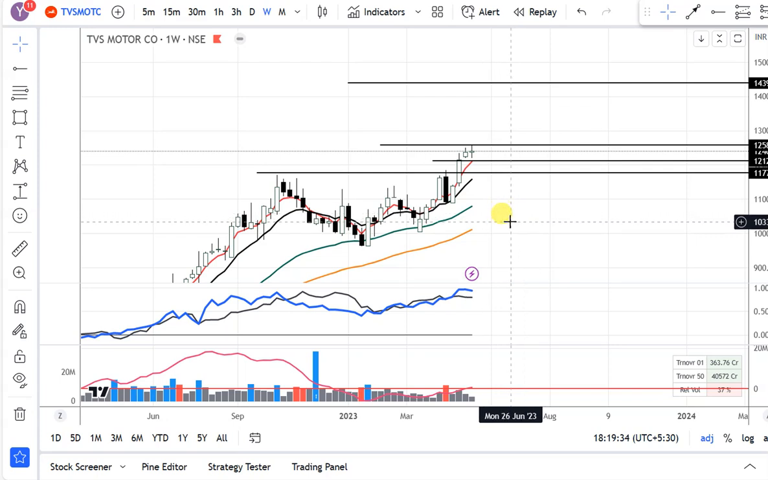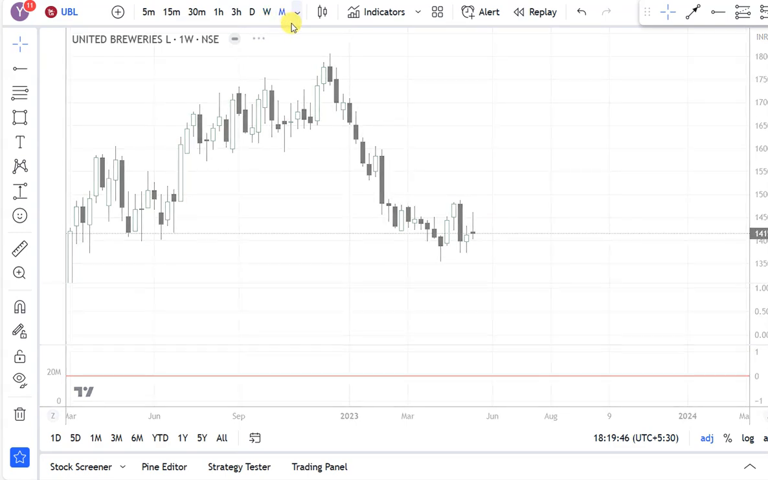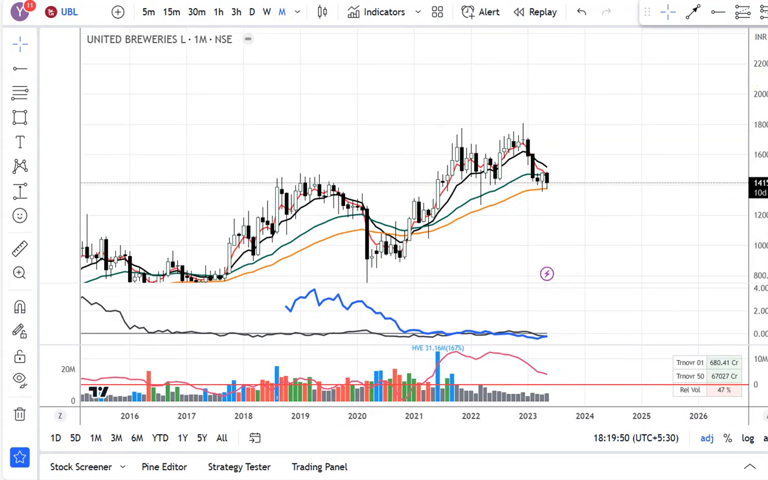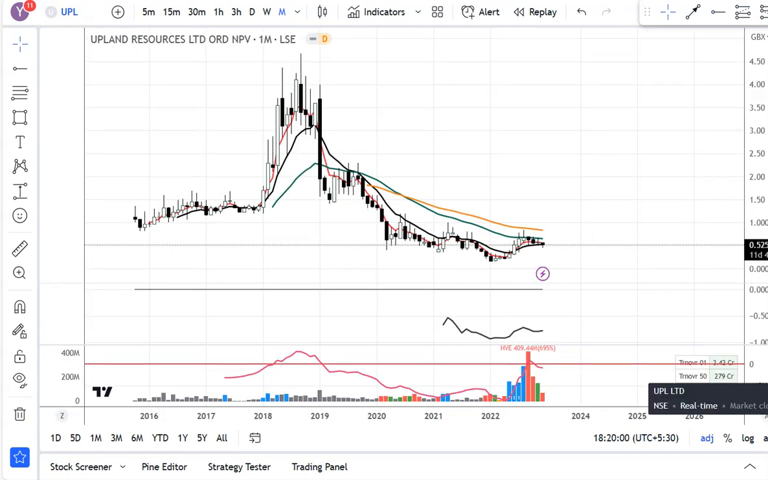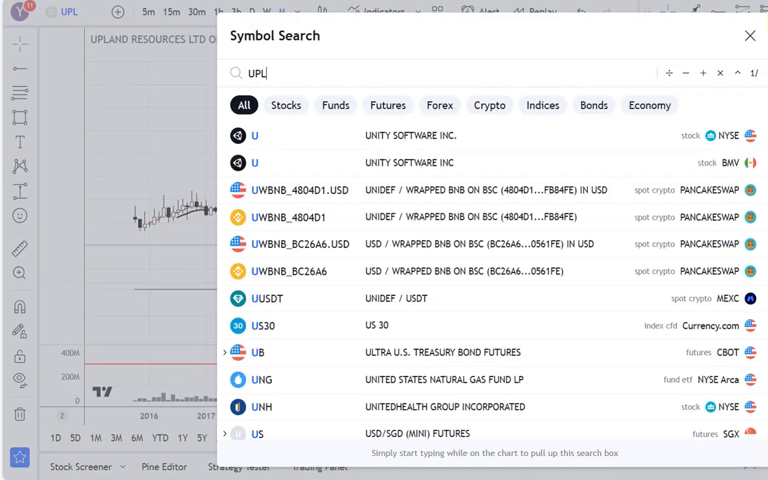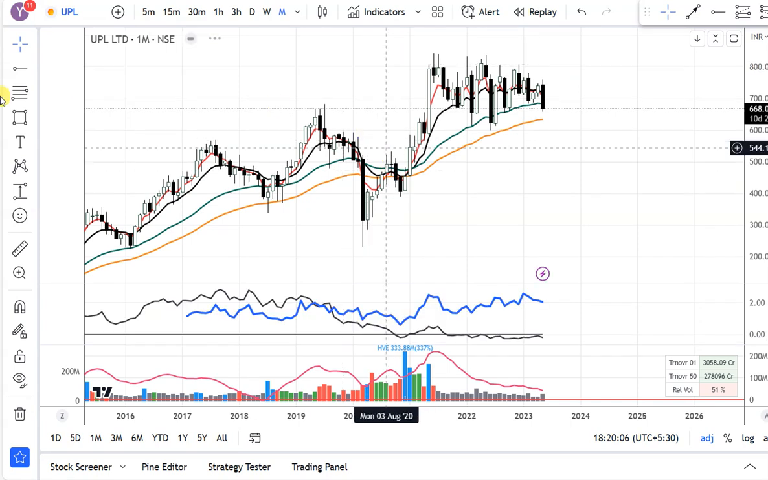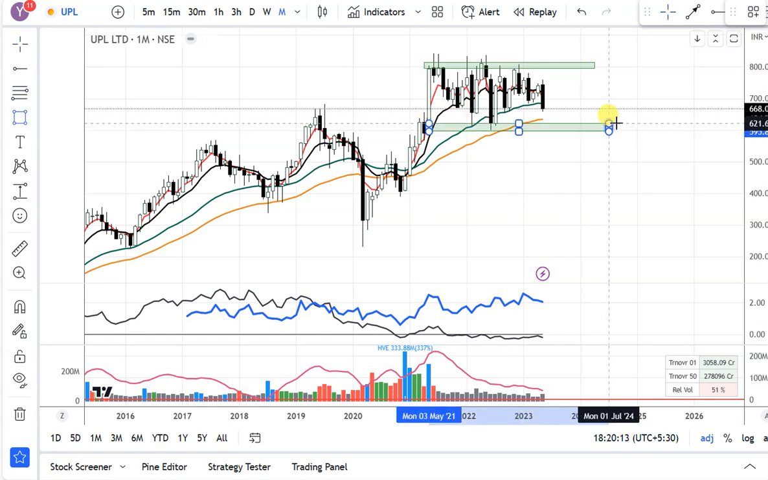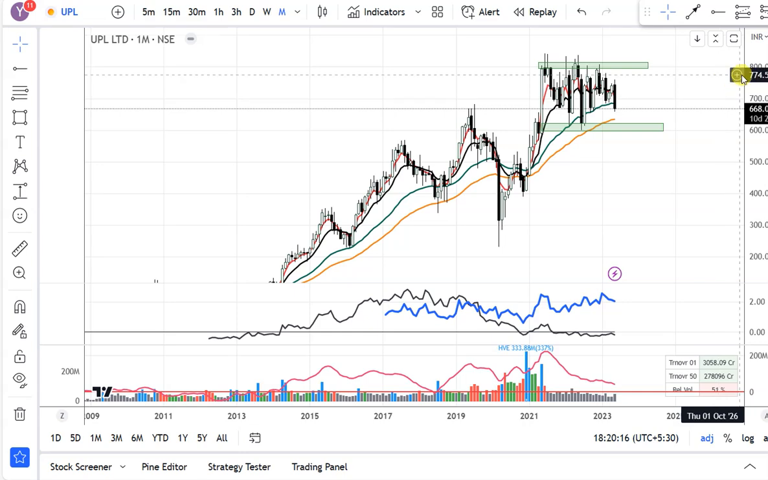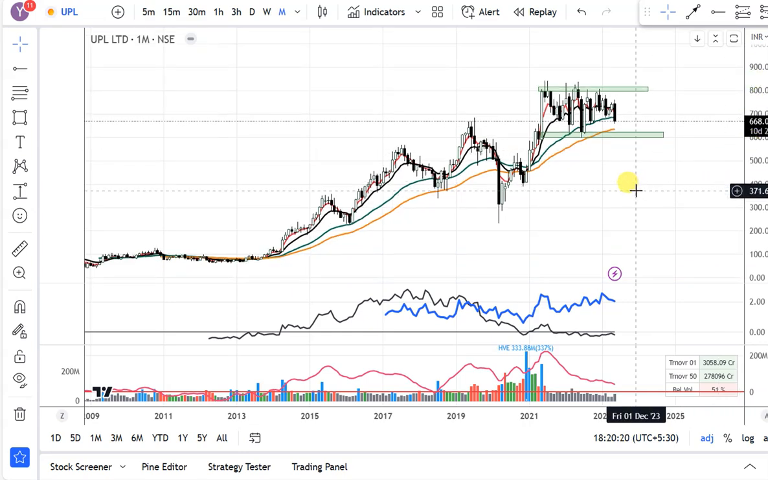United Spirits, nothing. Ultratech Cement is nearing the all-time high, so we need to wait and see what is going to happen. This is UPL once again. See UPL, and I'm telling you, the all-time high is the most crucial area. Now this has become sideways again, and below 590 may become problematic for the company, or above 850 will become a blessing for the company. Time will only say. So we just don't need to jump at any given point of time. We need to wait for it. Okay.